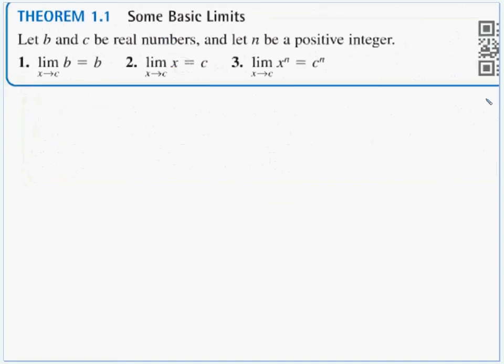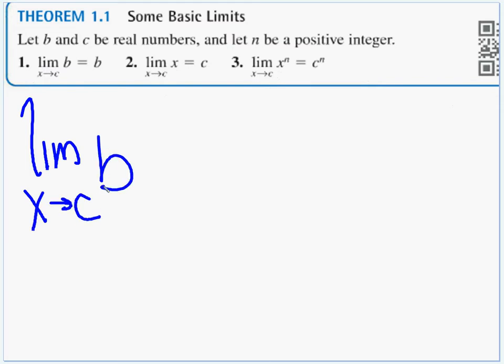Now let me see here. I'm going to start with 2 and we'll circle back to 1. The limit as x approaches c of x. So x is approaching c, so let's just plug that c in the place of x and we get the answer c. What happens if we're plugging in for the base of an exponential? So here we've got the limit as x approaches c of x to the nth power. Well, we're just going to take that c, replace the x with that. That becomes c to the nth power. And then we're done.